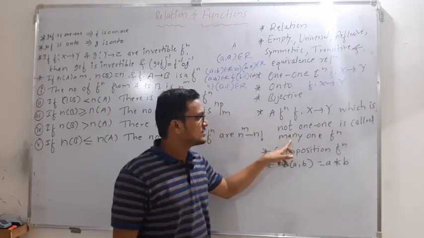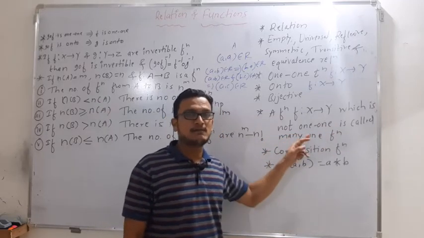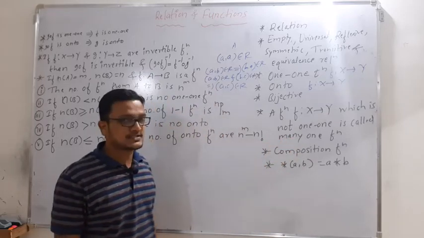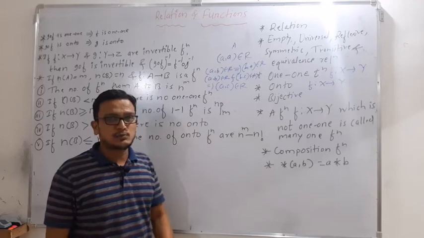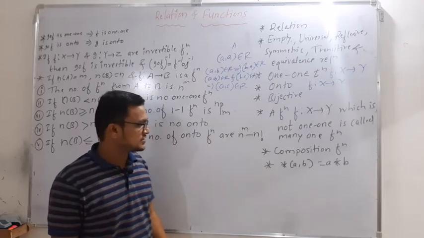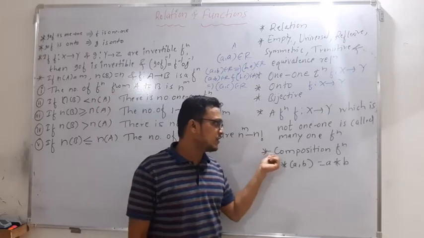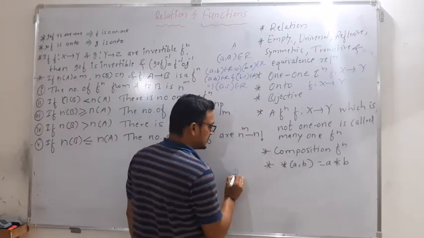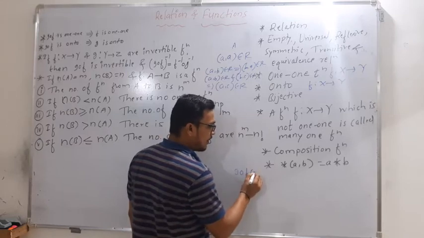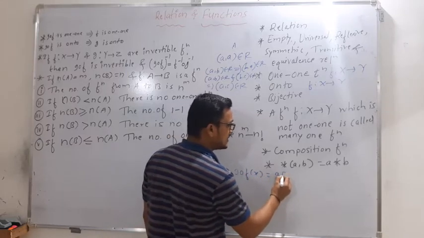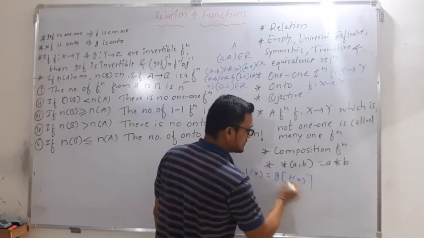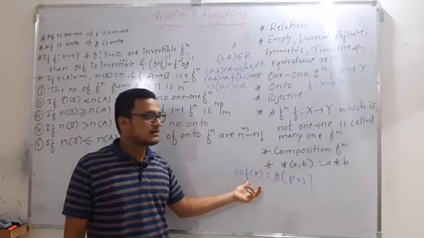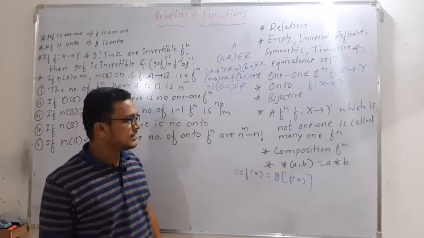Next point: a function f from X to Y which is not one-one is called a many-one function. We have not done any example on many-one functions in our theory exam, but in the competitive exam you may get a question on this. After that we have the composition function. The definition is that (g∘f)(x) can be written as g(f(x)). This is the definition of the composition function.